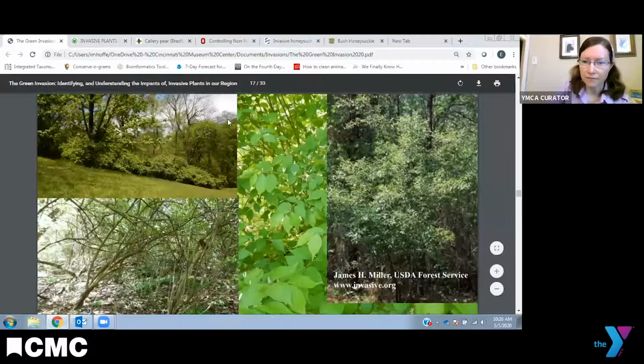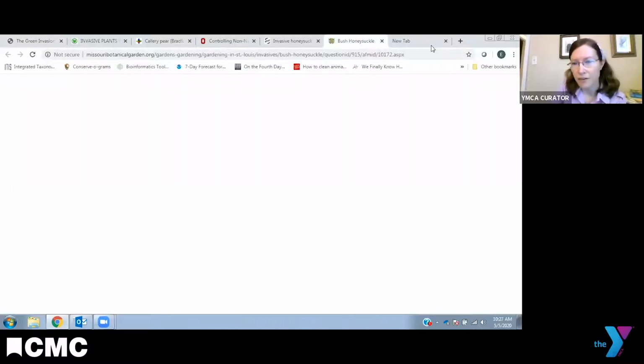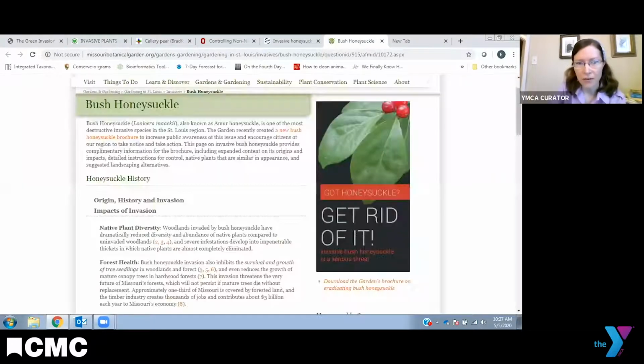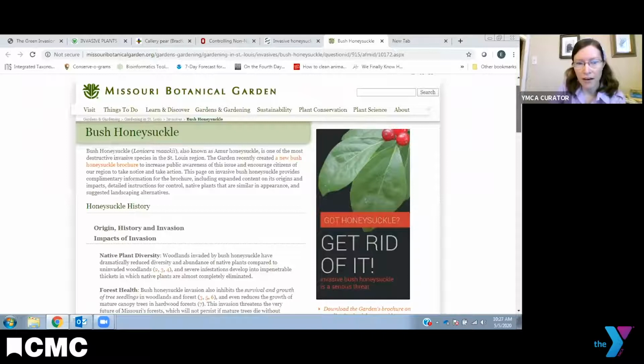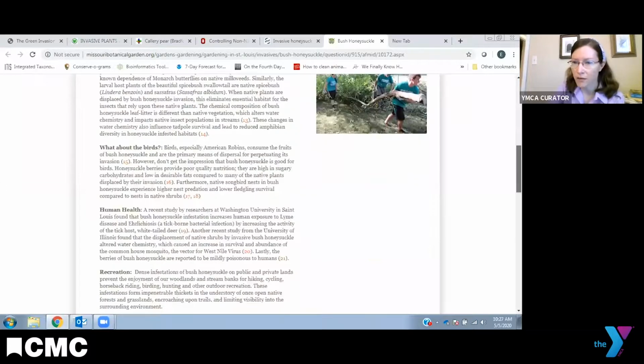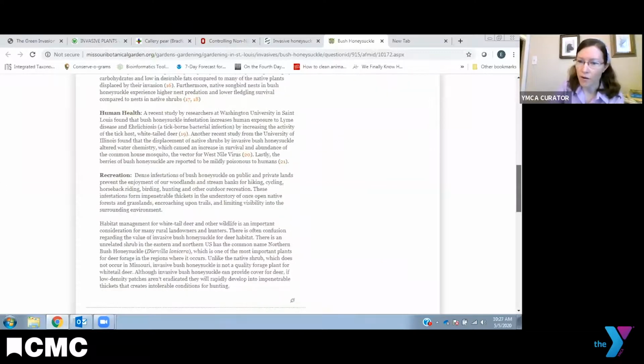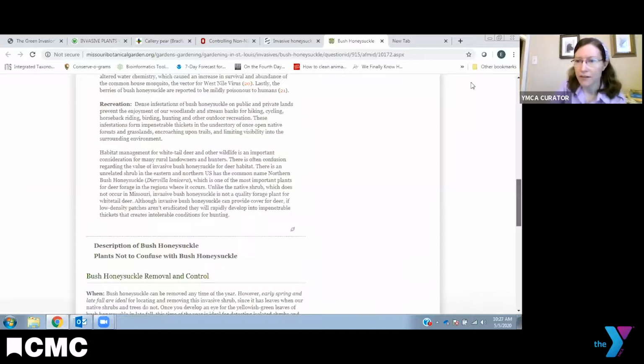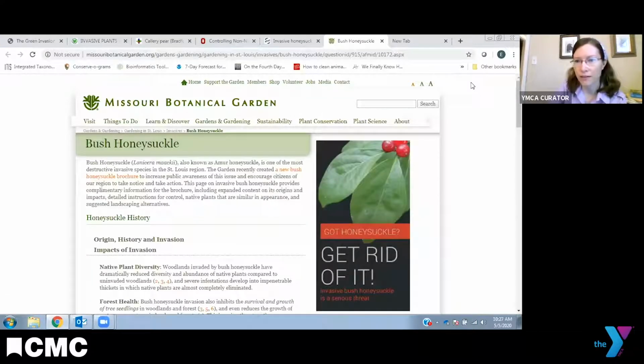So bush honeysuckle is one of the ones that has the most research done on it, and I just wanted to show you some resources about it. The Missouri Botanical Garden has some great invasive plant pages, and they will tell you all about the impacts of the invasion on pollinators, insects, amphibians, birds, humans, recreation, water quality, all these negative impacts. It's not just about the wildflowers, it's a lot of different things.